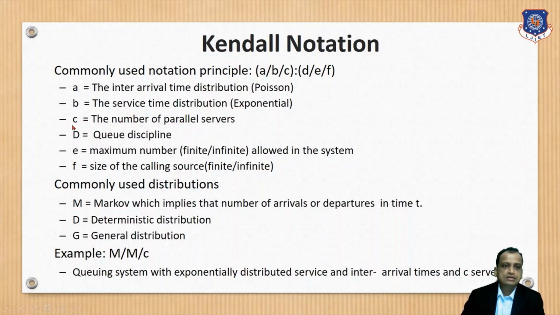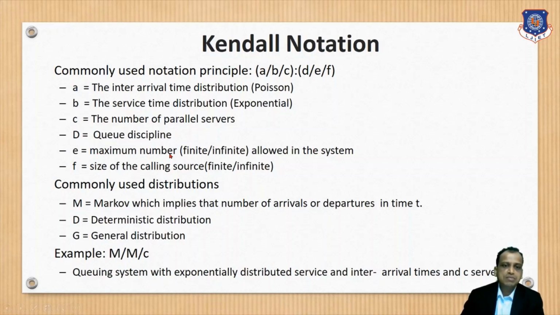Now C is the number of parallel servers. In our case we have M/M/1, so here C is 1. 1 means the server is just 1, right? Just like we gave the example of a library counter, the server was just 1. D is the queue discipline, right? First come first served.